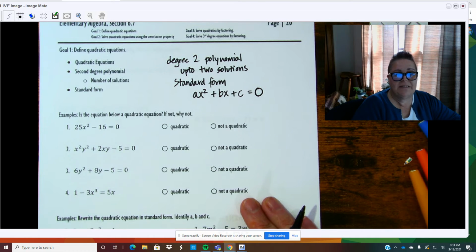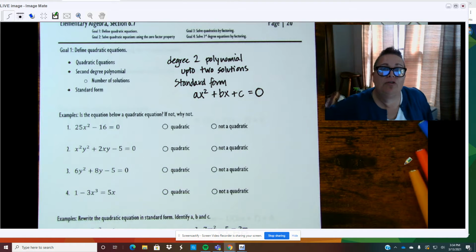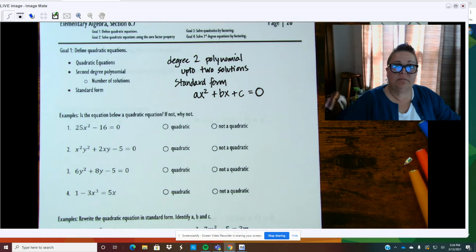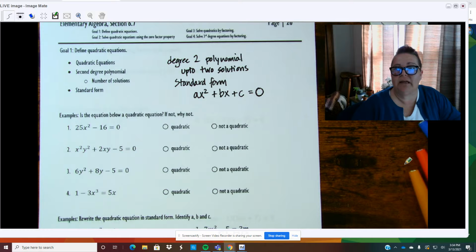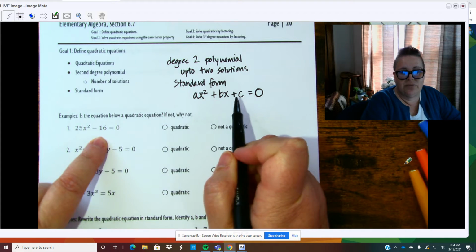Below, I have 4 examples of equations, and I'm asking you to determine whether or not they are quadratics, right? So, remember, ax squared plus bx plus c is equal to 0. If I have 25x squared minus 16 is equal to 0, is that a quadratic? Well, we've said it's ax squared plus bx plus c. We've said it has to have 3 terms. Does this one have 3 terms?